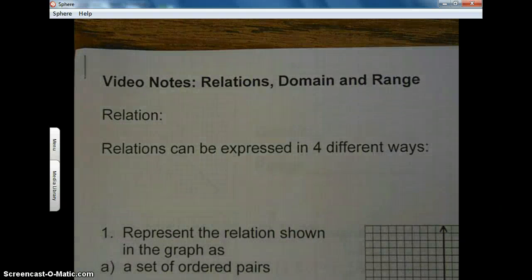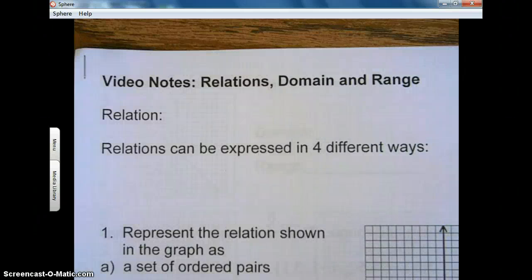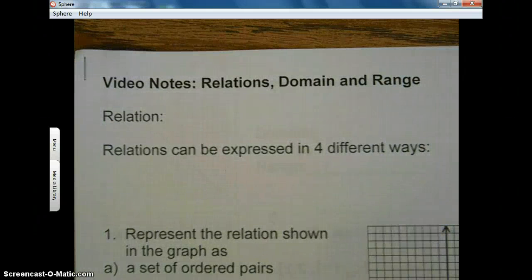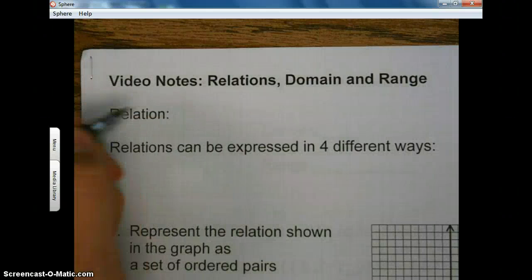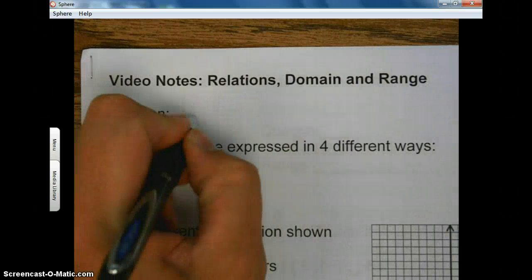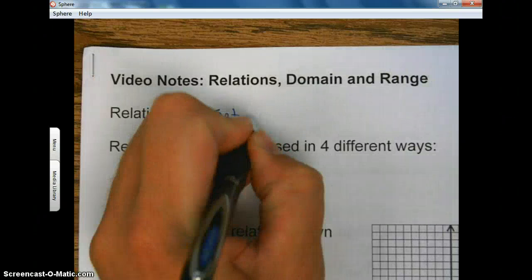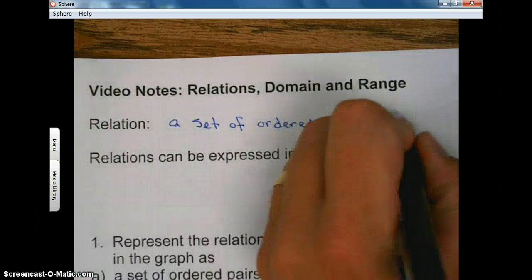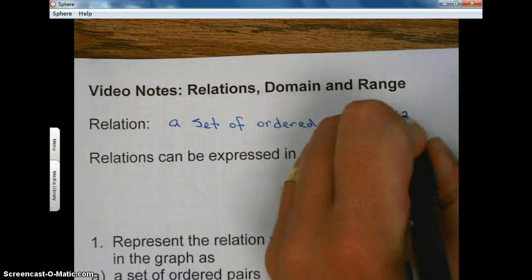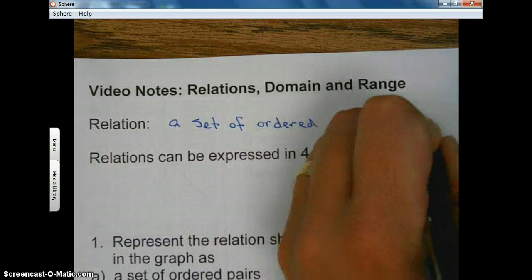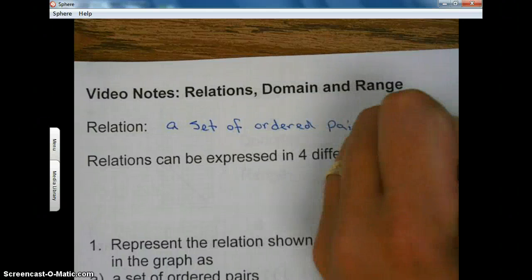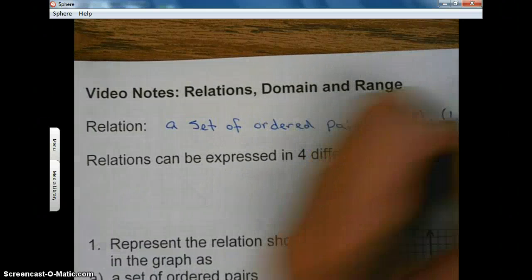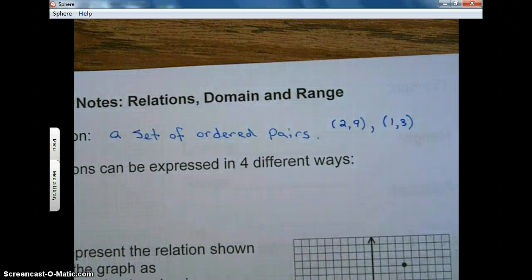Video notes on relations, domain, and range. Let's talk about what a relation is. Basically, a relation is a set of ordered pairs. And an ordered pair is basically some coordinates, like (2, 9), (1, 3). Those are examples of ordered pairs.